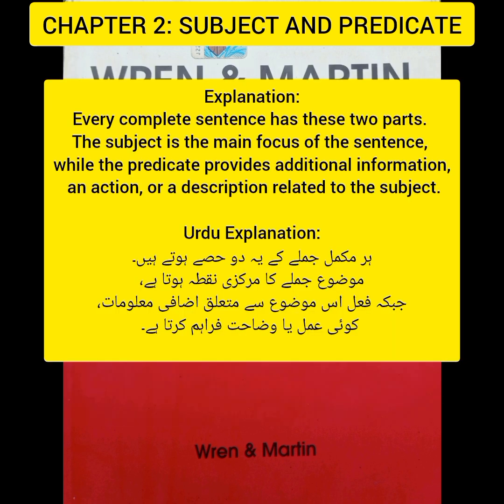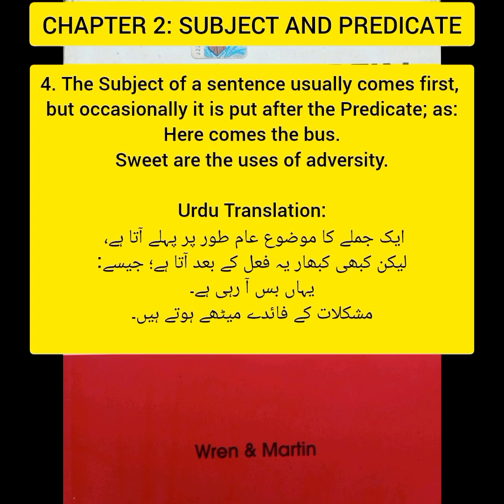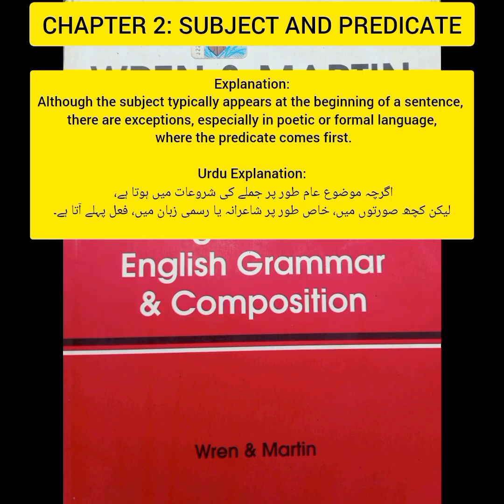Explanation. Every complete sentence has these two parts. The subject is the main focus of the sentence, while the predicate provides additional information, an action, or a description related to the subject. Note number 4: the subject of a sentence usually comes first, but occasionally it is put after the predicate, as "Here comes the bus." "Sweet are the uses of adversity." Explanation. Although the subject typically appears at the beginning of a sentence, there are exceptions, especially in poetic or formal language, where the predicate comes first.